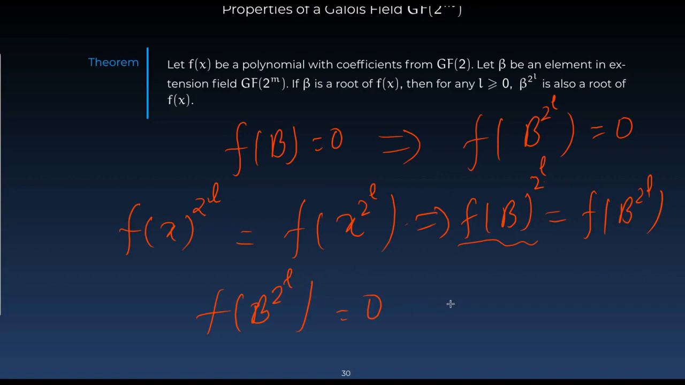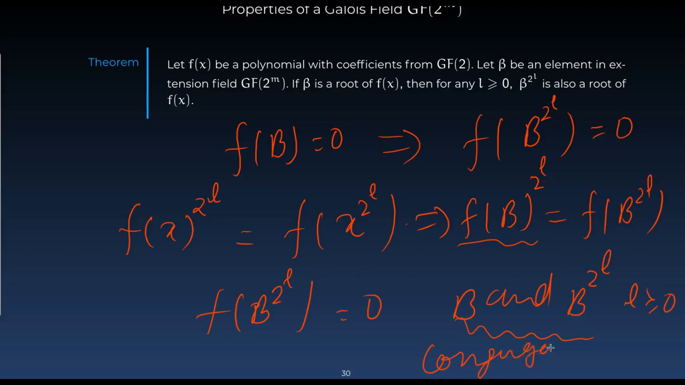In fact, beta and beta^(2^l) for l greater than or equal to 0 are called conjugates. This is a term which is already familiar to you. We have already seen complex conjugates in ordinary algebra, or complex algebra, and here we again have conjugates: if beta is a root of a polynomial, then beta^(2^l) is also going to be a root of that polynomial, and beta and beta^(2^l) for l greater than or equal to 0 are called conjugates.